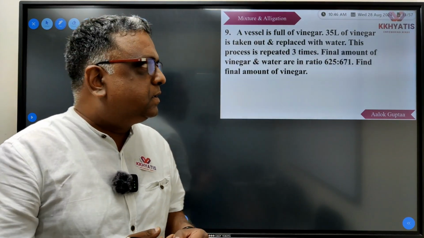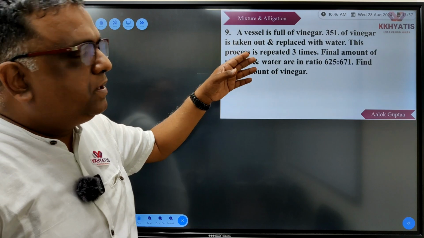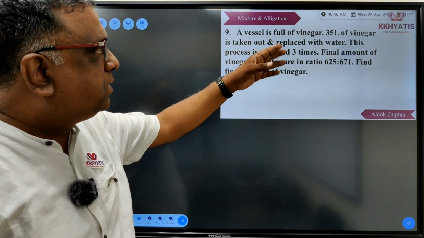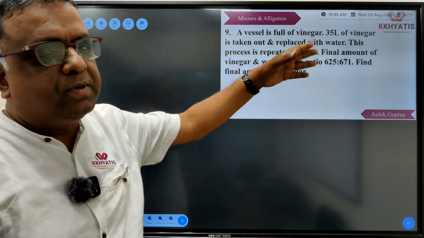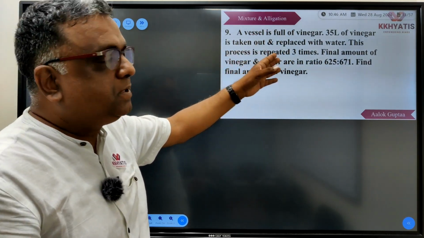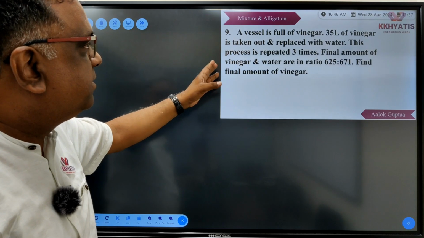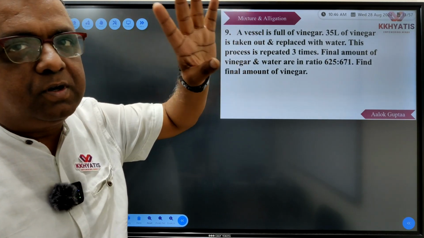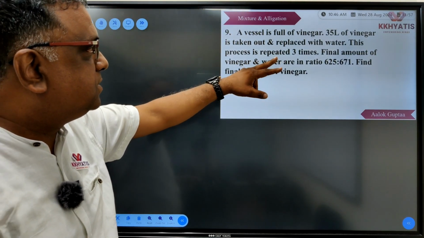So let us look at another sum. A vessel is full of vinegar. How much vinegar? Not given. 35 liters of vinegar is taken out and replaced with water. So we'll apply the formula on vinegar. This process is repeated 3 times. Find the total number of times. 4 times the process is done.